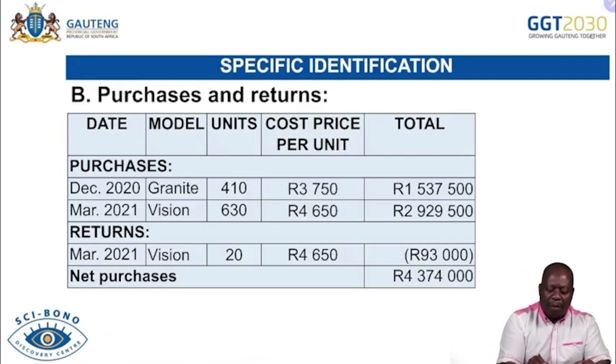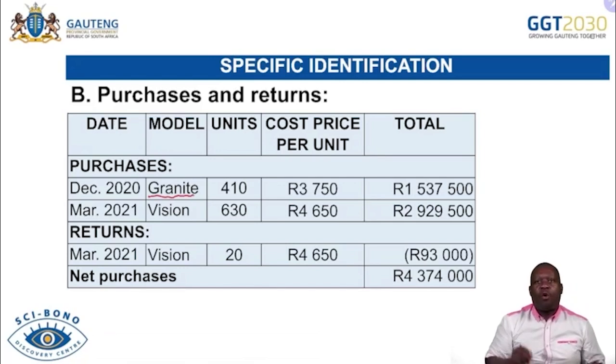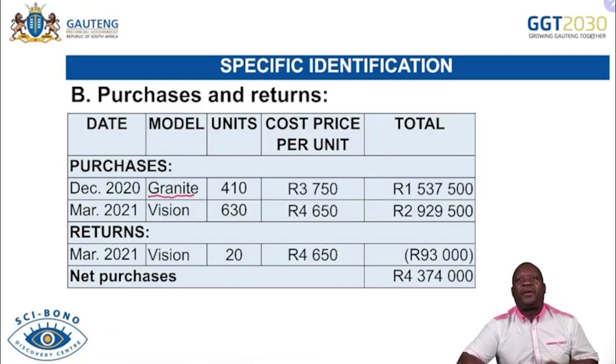In December, we bought the Granite. Please take note of something here. We are not buying any more Lexus. Only the Granite have been bought. So it means the Lexus remains at 118. Are we together there? Hope we are.